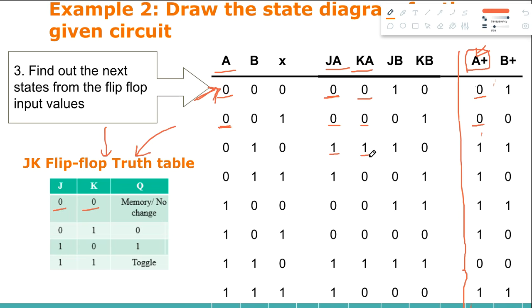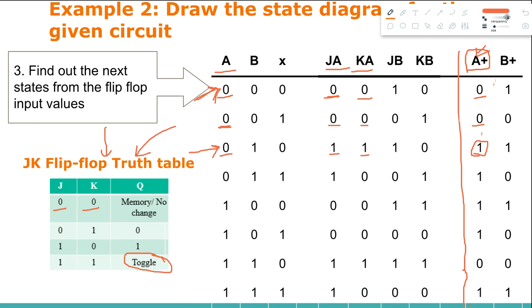In the third row we can see that the flip-flop inputs are 1 1, and if they're 1 1, then the output is toggle. That means whatever is given in the present state will be complemented. The present state has 0, so after toggling, the next state value would be 1. So here we write 1. Similarly we can calculate all the values for A plus.